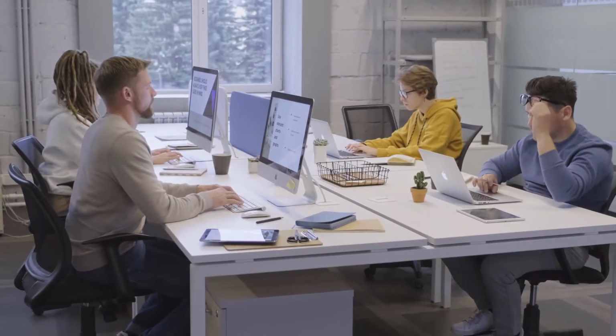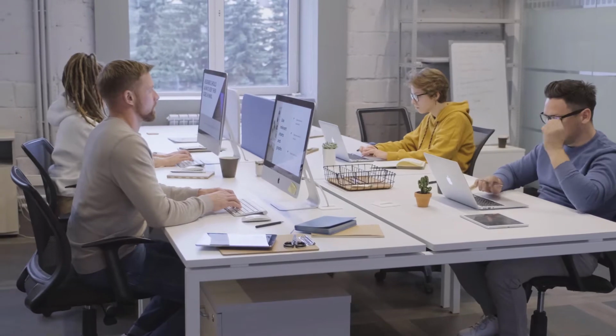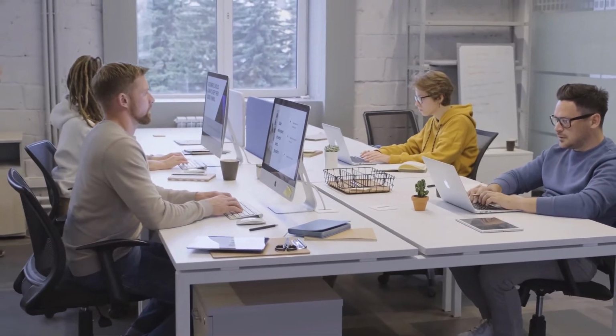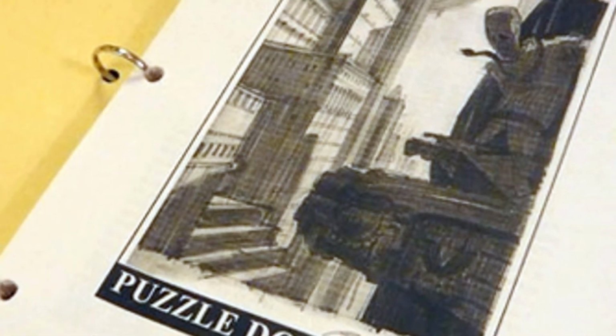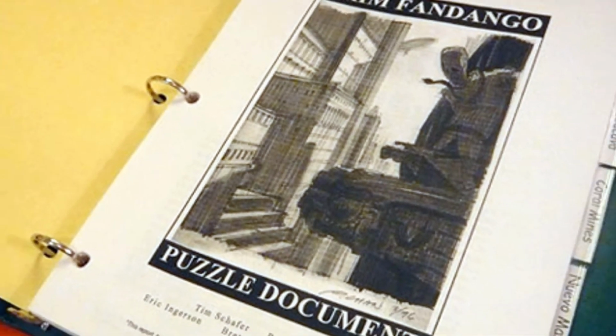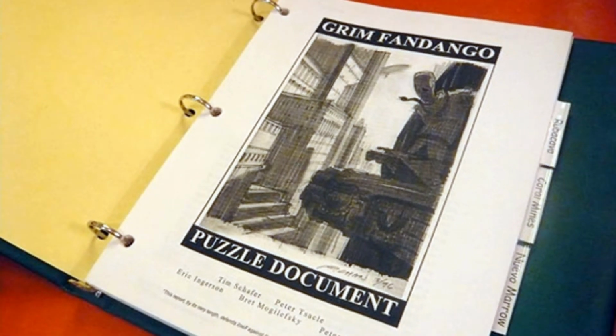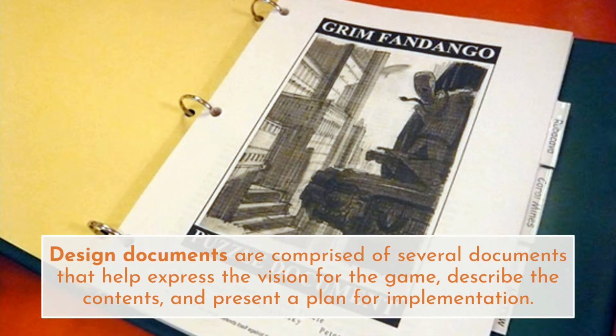Akram here, and in this lesson we will explore game documentation and the different elements that go into preparing this documentation. Before any game development begins, the basic structure of the game must be determined. This takes place as part of the concept stage of game development, during which the initial game design documentation is prepared. Design documents are comprised of several documents that help express the vision for the game, describe the contents, and present a plan of implementation.